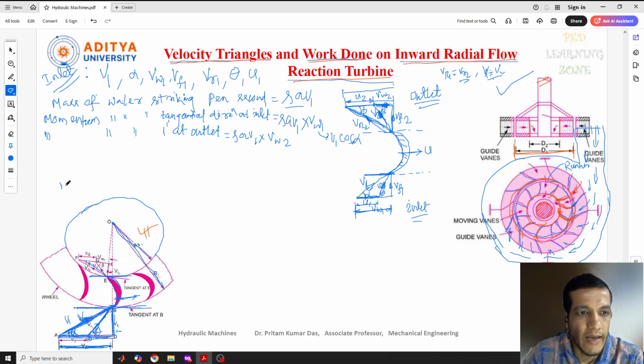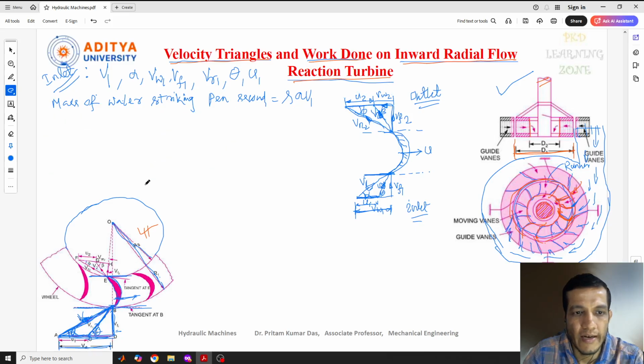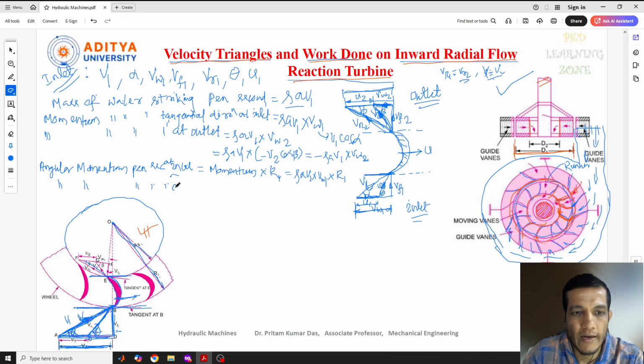Now similarly we can find the angular momentum per second at outlet condition, which is the momentum at outlet into the radius of outlet. Outlet is this one, inlet is this one. Water is entering here, that's why it is inlet. Water is exiting here, that's why it is outlet. Here also we can write minus of rho a V1 into VW2 into R2. This is the angular momentum per second at inlet and outlet condition.